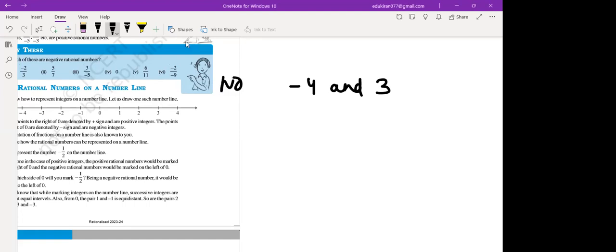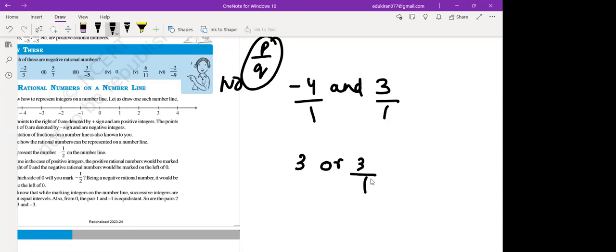No? Okay. What about Tashin? Are minus 4 and 3 rational numbers or not? Ma'am, they are not rational numbers. See, these are rational numbers. Now you will say, ma'am, rational numbers are in the form of P upon Q, but they have only P. Where is Q? 0 is not a rational number. You cannot write 0 in the denominator, but you can write any other number. So, for example, 3 or 3 upon 1, both are the same thing.